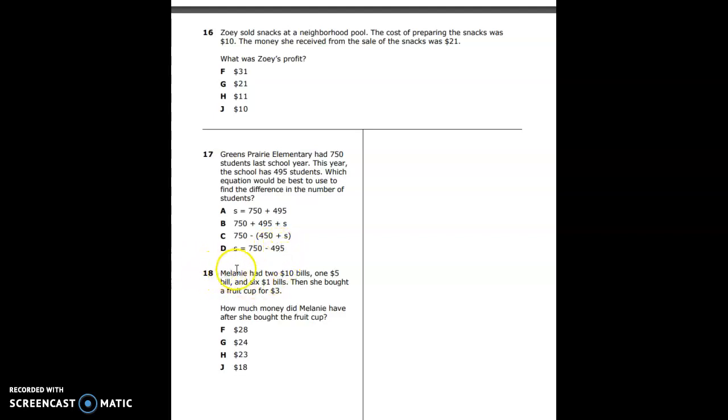Number 18. Melanie had 2 $10 bills, 1 $5 bill, and 6 $1 bills. Then she bought a fruit cup for $10. How much money did Melanie have after she bought the fruit cup? F, $28. G, $24. H, $23. J, $18.